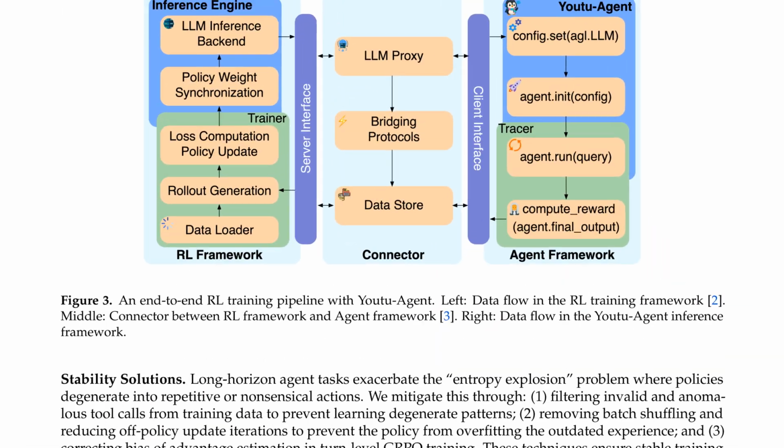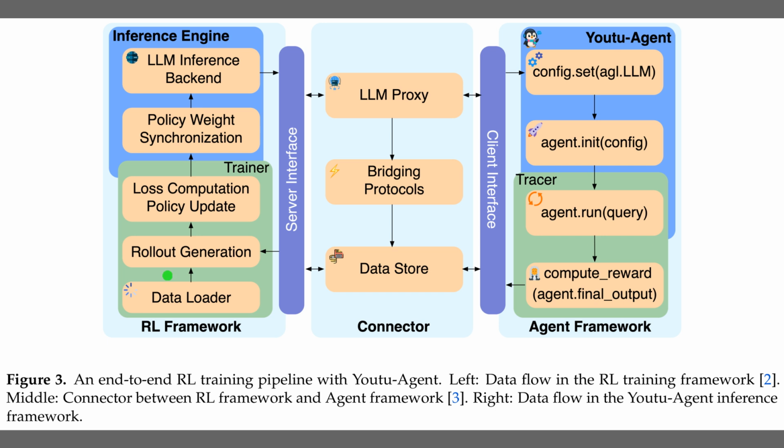While the previous method avoided parameter updates, Figure 3 outlines the comprehensive end-to-end reinforcement learning pipeline for when actual model fine-tuning is required. The left panel displays the RL framework, which manages the heavy lifting, containing the inference backend and the trainer loop that computes loss and updates policy weights. In the center, a connector layer acts as a bridge, using proxies and data stores to synchronize the system components. Finally, the right panel shows the agent framework, where the agent initializes, runs through queries, and computes rewards to feed back into the training cycle.